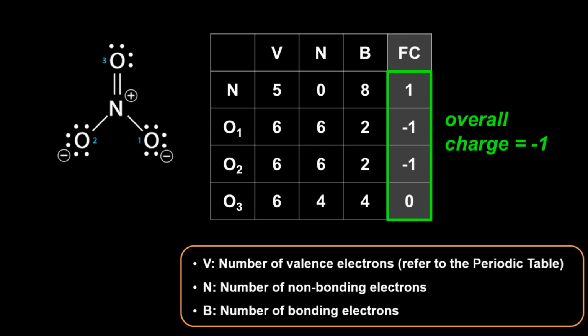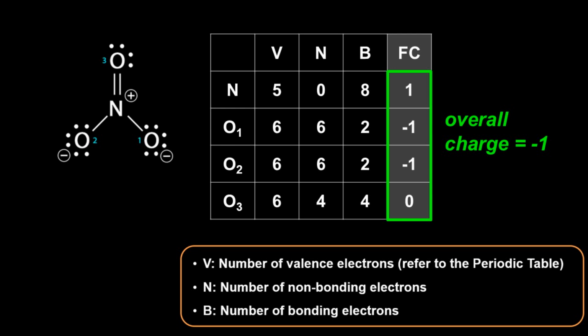Remember, the best Lewis structure is the one with the lowest formal charges overall. And if there are any formal charges, the negative ones should go on the more electronegative atoms, like oxygen, while the positive ones should be on atoms that are less electronegative, like nitrogen. Once you get the hang of this, picking out the most reasonable structure becomes way easier.